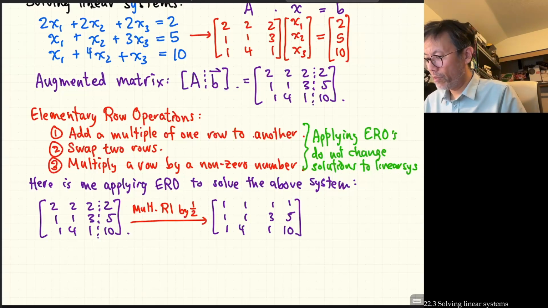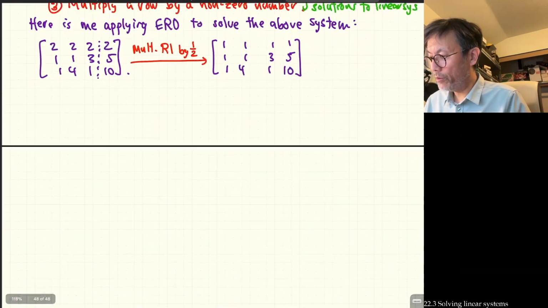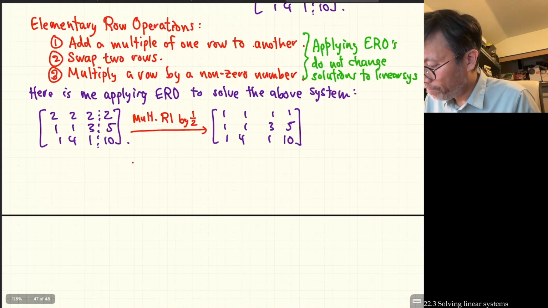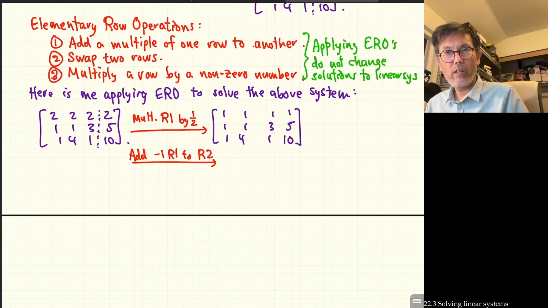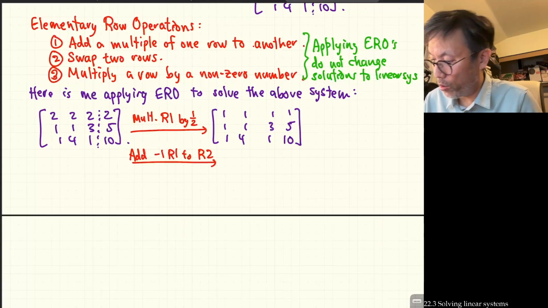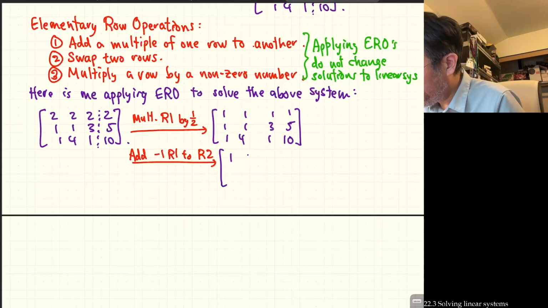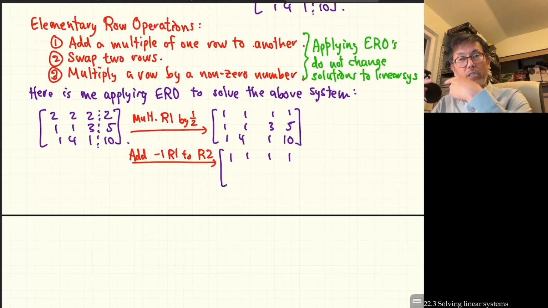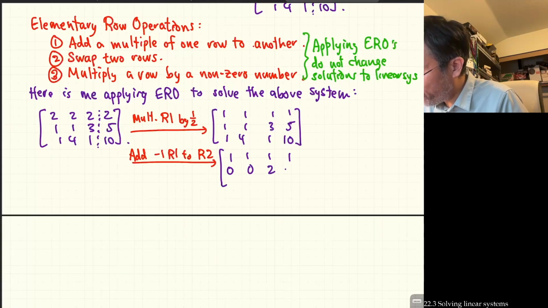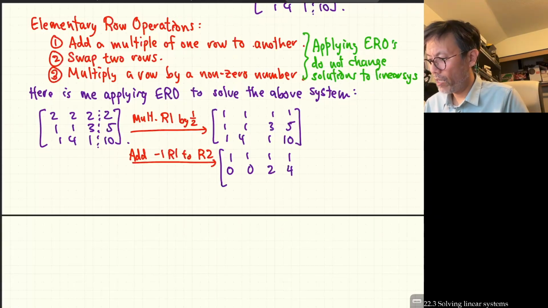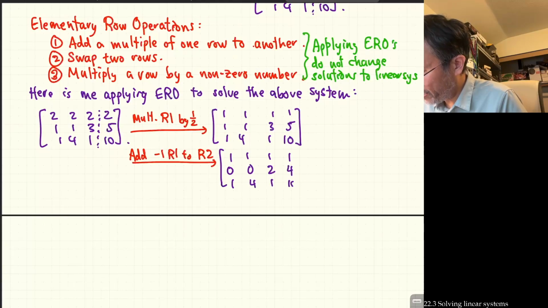Okay. Next, what I'm going to do is add -1 times row 1 to row 2. I know this is the right thing to do from experience, and you're going to see why, hopefully. If I do that, the first row does not change, because what's going to get affected here is row 2. Row 2 becomes 0, 0, 1, -1, 2, and then 4. Do you follow? Then I have 1, 4, 1, 10.